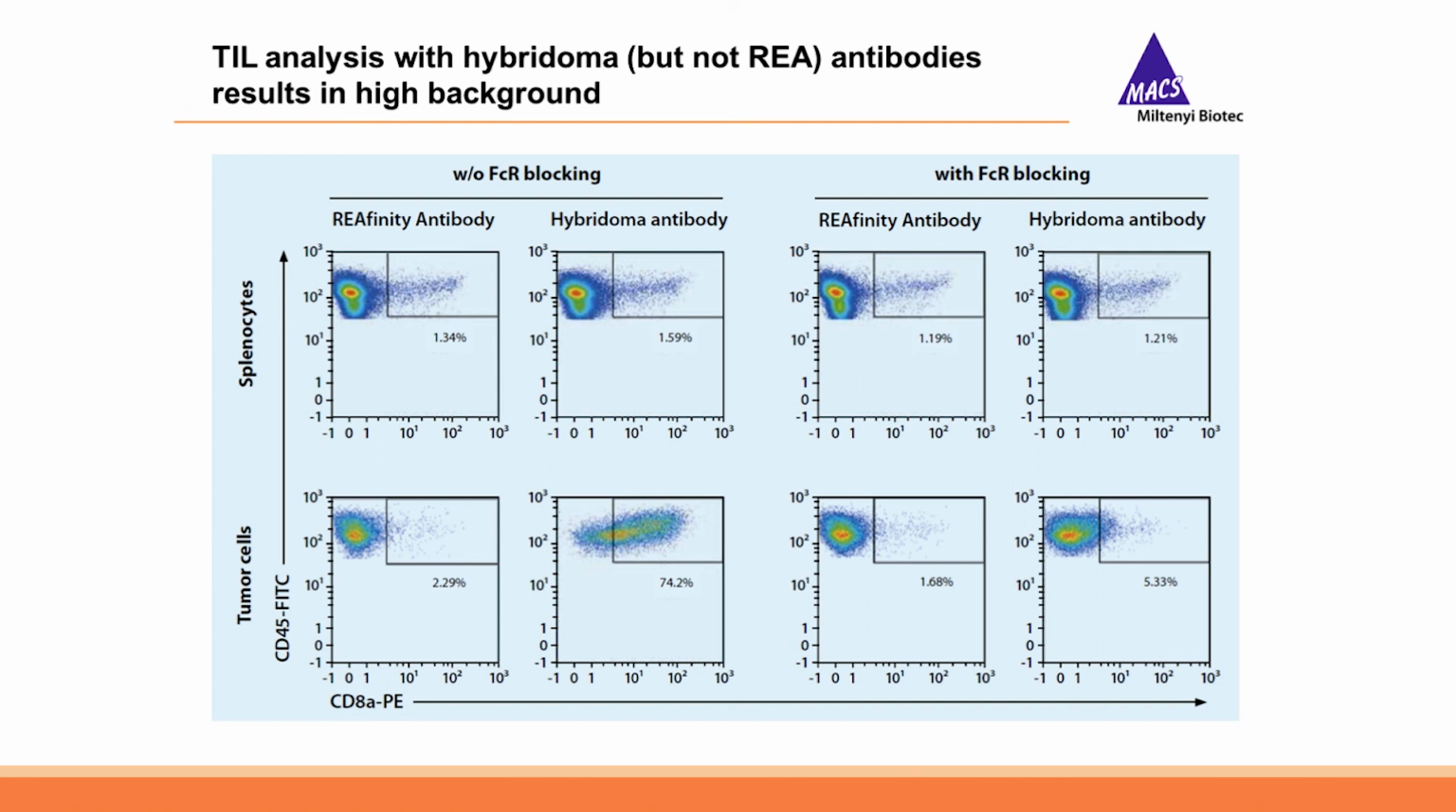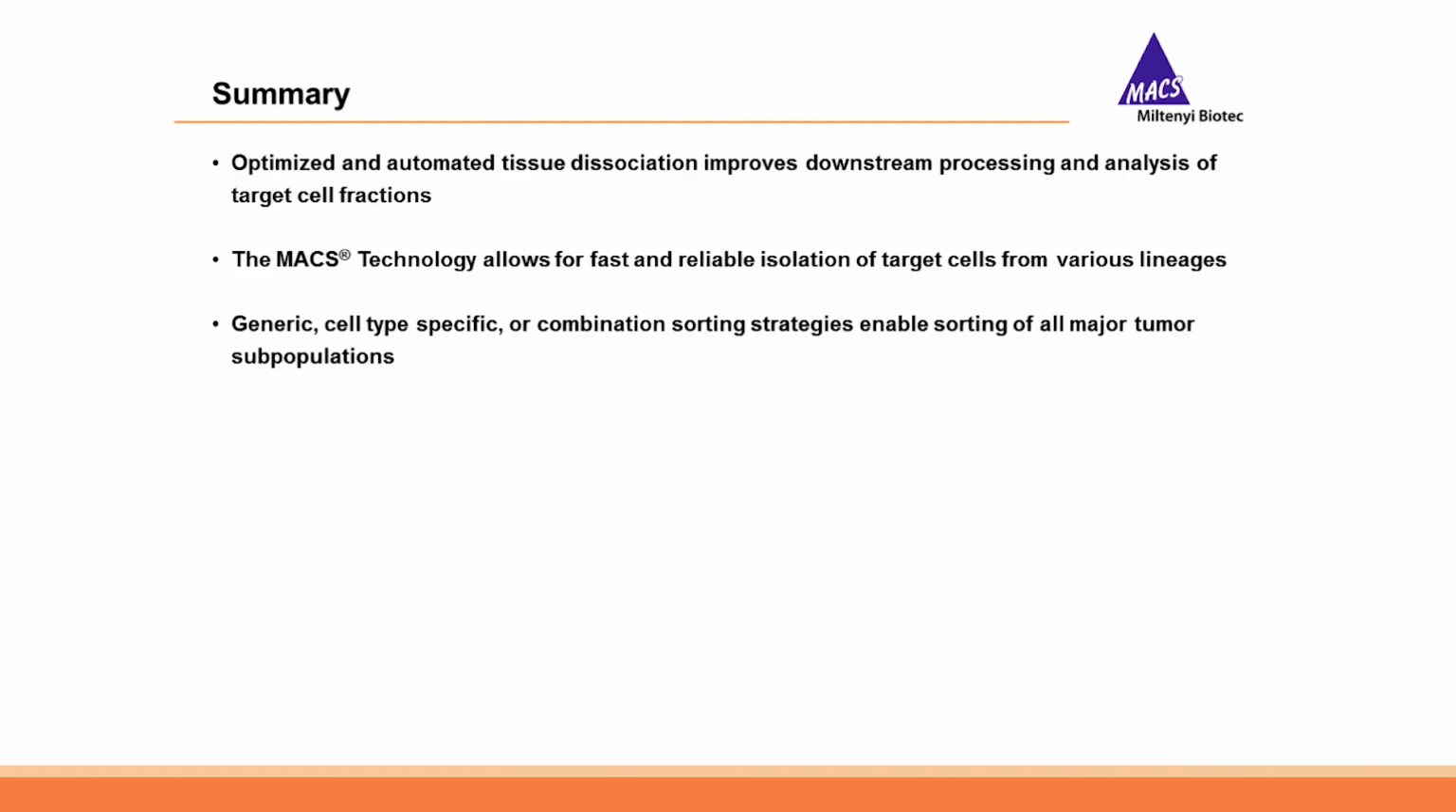The hybridoma antibody, as you can see in the bottom panel, gives you a high background when working with dissociated tumor cells. Of course, with FcR blocking, you can diminish this background, but you still see about a 5% background, and you see a pretty broad negative population. Whereas the REAffinity antibody, no matter if you use FcR blocking or not, will always give you a very nice and clean staining.